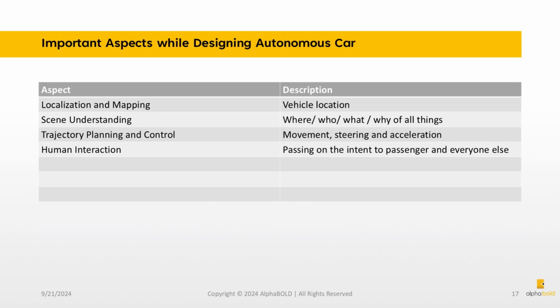Important aspects while designing autonomous car. These include localization and mapping, which allows the vehicle to determine its precise location and create a map of its surroundings. Scene understanding involves the car interpreting its environment, recognizing objects, and predicting their movements. Trajectory planning and control encompass the vehicle's ability to plan and execute safe and efficient routes, including steering and acceleration. Finally, human interaction focuses on how the autonomous car communicates with passengers and other road users, ensuring a smooth and predictable driving experience.